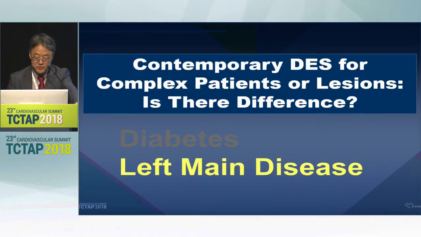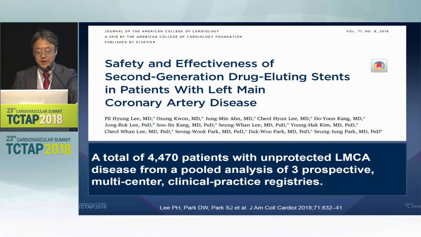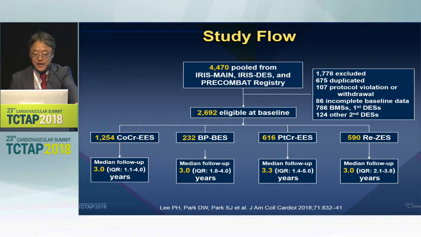As shown in the live case demonstration, left main disease is definitely an ultimate target of PCI. This was published in JACC a couple of weeks ago, and evaluated the second-generation contemporary drug-eluting stents for left main disease. We evaluated 4,400 patients from 3 prospective registries. This is the flow diagram, and 2,600 patients were evaluated: nearly more than 1,000 Xience, 232 biolimus-eluting stent, 600 Promus stent, and 600 Resolute stent.